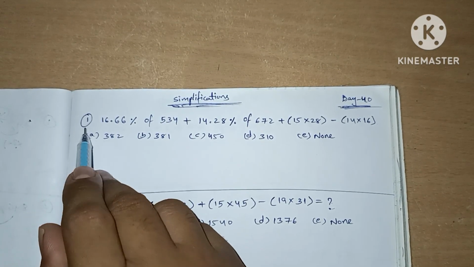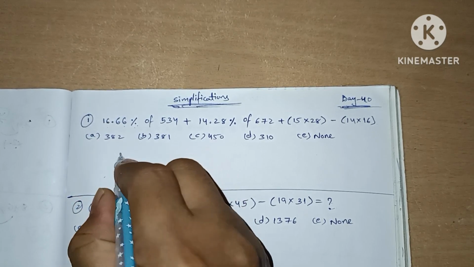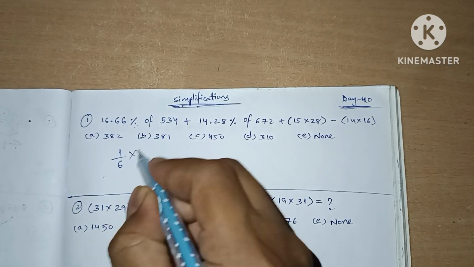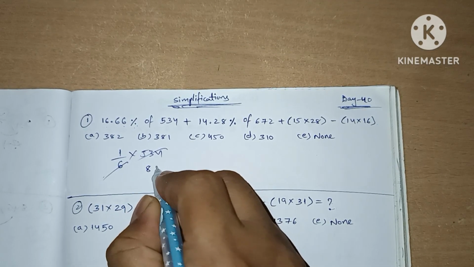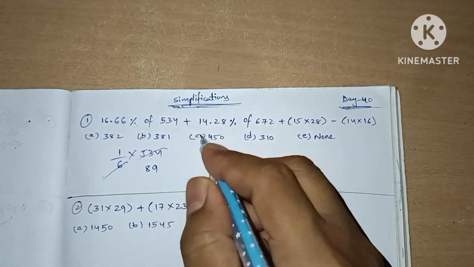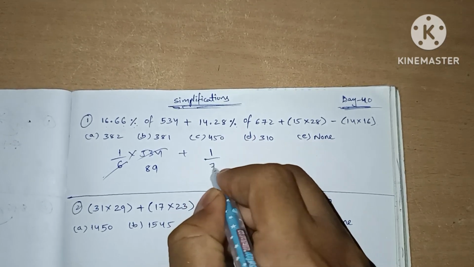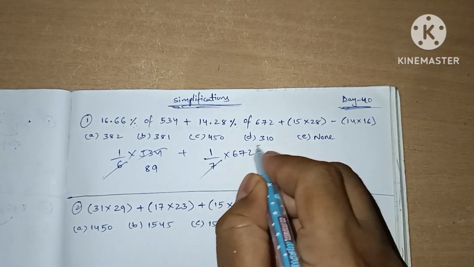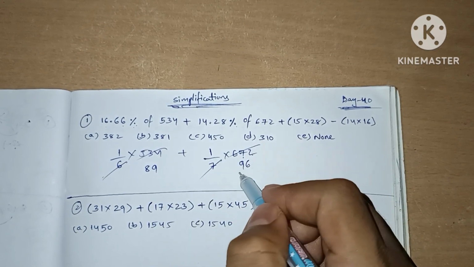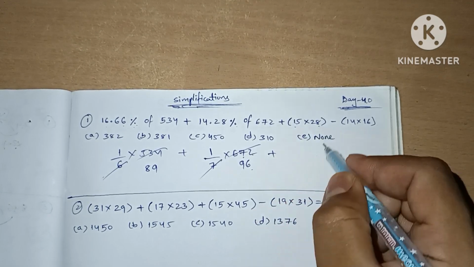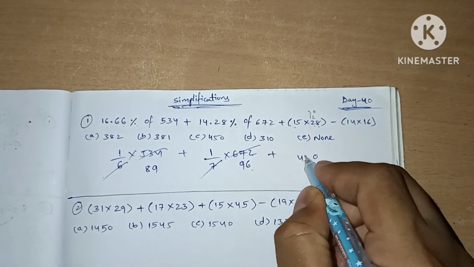Let's start with the questions. First question, 16.66 percentage. The fraction value of this one must be 1 by 6 into 534. 6 8 times is 48, 54 means 9 times, so we get 89 from this one, plus 14.28 percentage. The fraction value for this one is 1 by 7 into 672. 7 9 times is 63, 42 means 7 6 times, so for this we get 96, plus 15 8 times is 120, 15 2 times is 30 and 12 420.